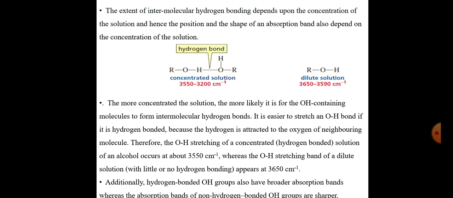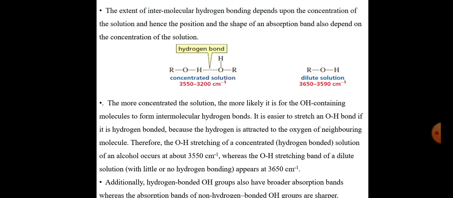The free alcohol OH stretching frequency is observed at 3650 to 3590 cm⁻¹. The more concentrated the solution, the more likely it is for the OH containing molecules to form intermolecular hydrogen bonds. The OH bond is easier to stretch if it is hydrogen bonded, because the hydrogen is attracted to the oxygen of the neighboring molecule.